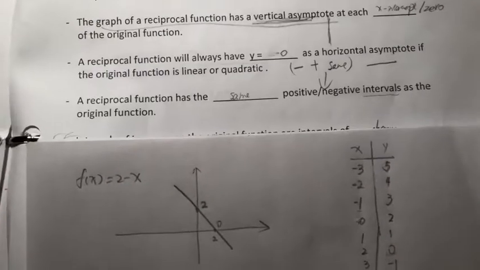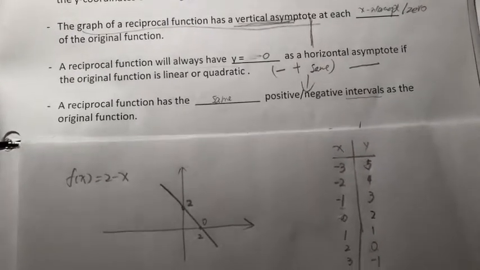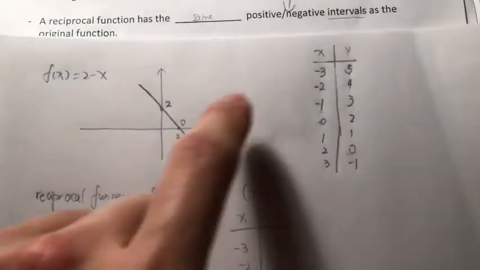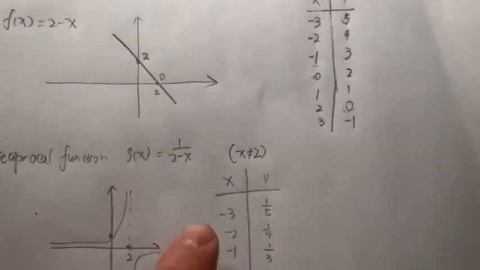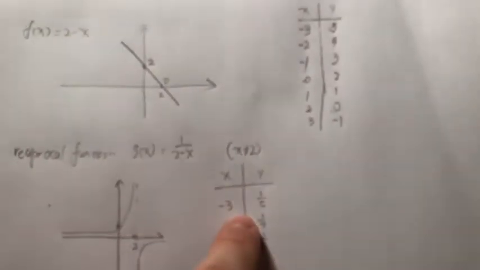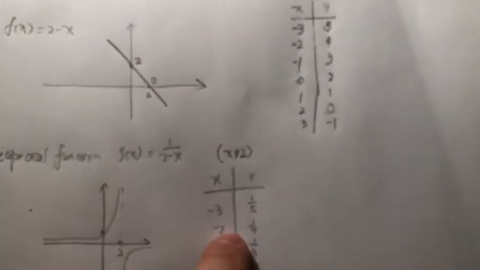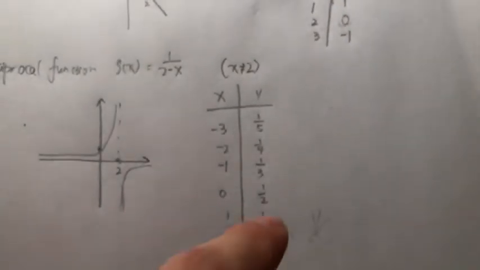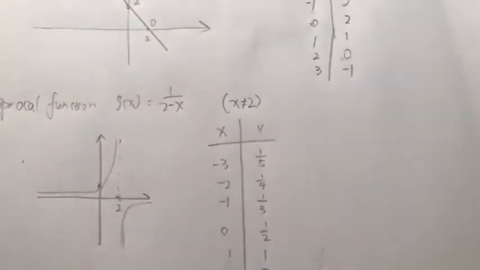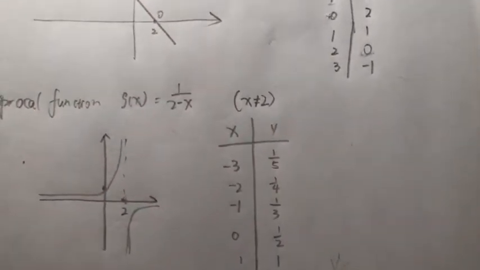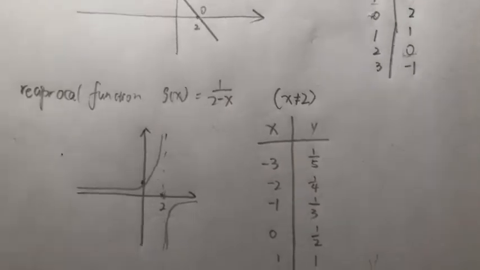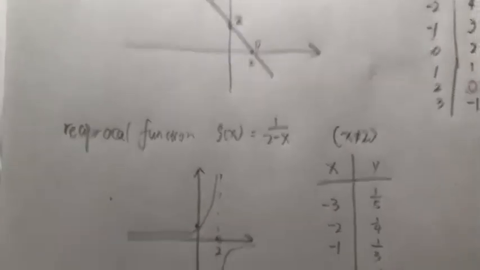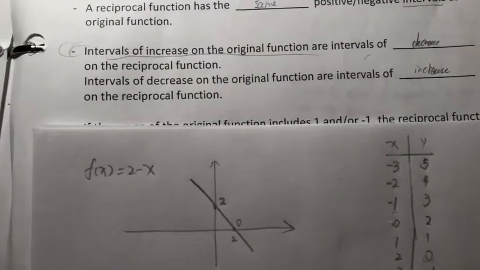Then, the reciprocal function has the same positive and negative intervals. Of course, if you look at it, it doesn't change the negative or positive, because you just use 1 divided by it. You won't create another negative or positive, so they will be the same positive or negative as the parent function, because you didn't divide or multiply by negative 1, so you won't really change it.